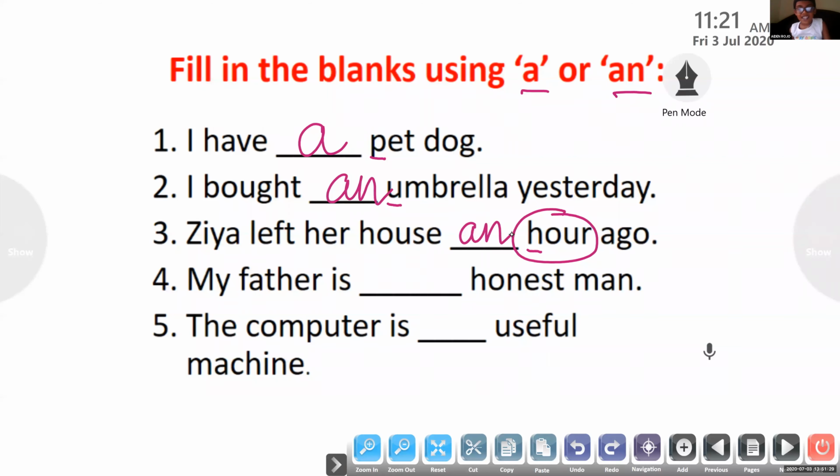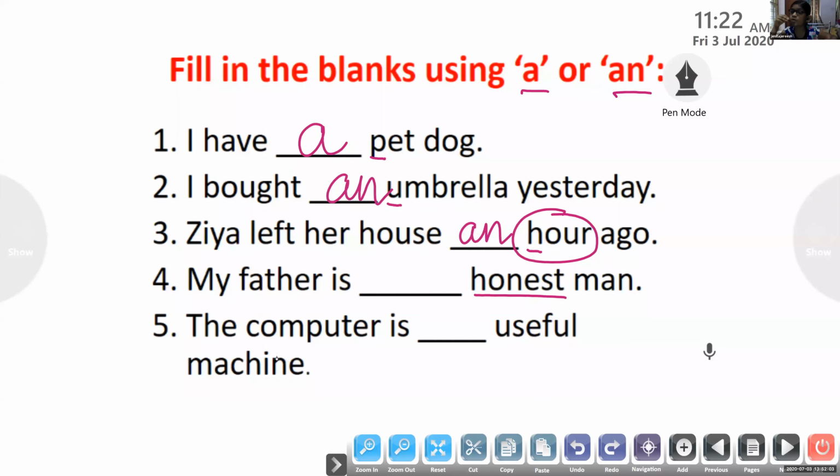My father is dash honest man. Sarah, read the next one for me. Honest man. Very good. So here also the word starts with a consonant.